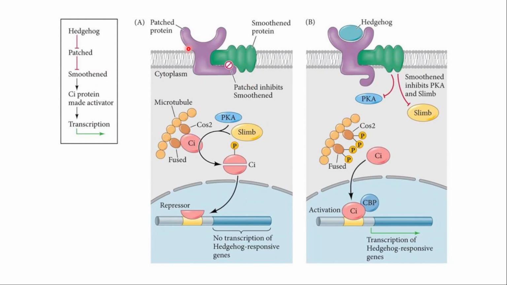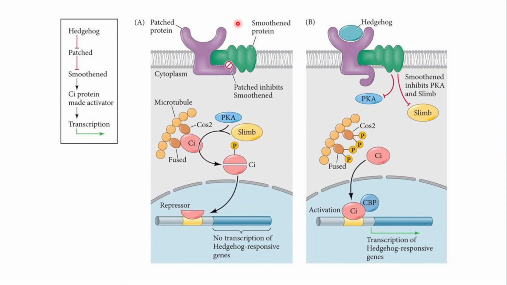Let us have a simplified look at the signal transduction of the hedgehog pathway. So here is the schematic on which our answer was based. Hedgehog inhibits patched. Patched was inhibiting smoothened generally, but now since patched is inhibited, smoothened is free. Smoothened activates Ci protein, made activator, which goes inside the nucleus and turns on transcription of the target genes.